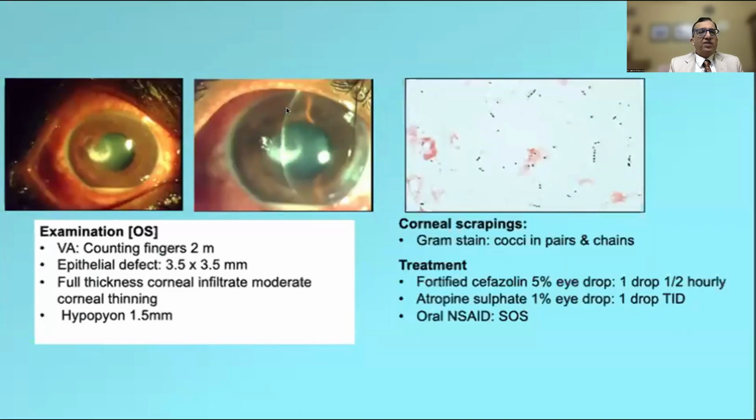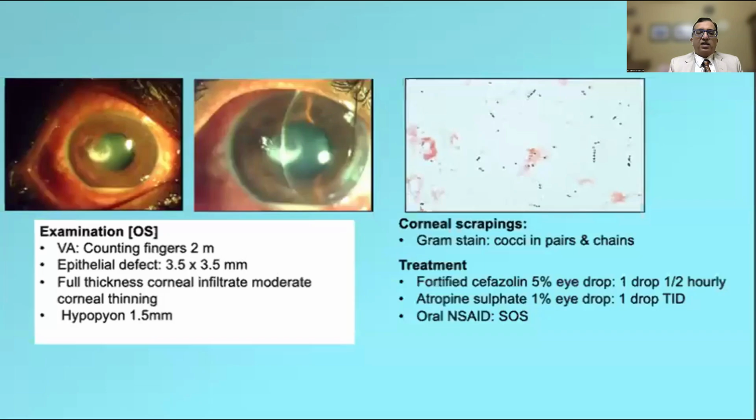Some old books would have this serpiginous ulcer title. And normally this is caused by Streptococcus pneumoniae. We suspected that clinically because of its very characteristic clinical signs. And when we did a corneal scraping, the gram stain showed cocci in pairs and chains. Even before the culture, given the clinical picture, we suspected this to be a gram-positive bacterial infection, Streptococcus. We still needed to await the culture reports.